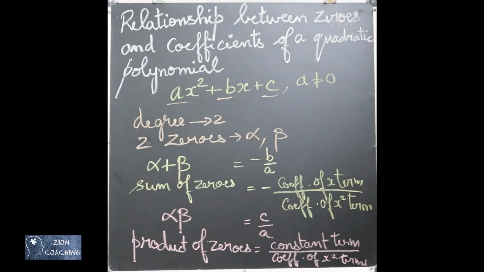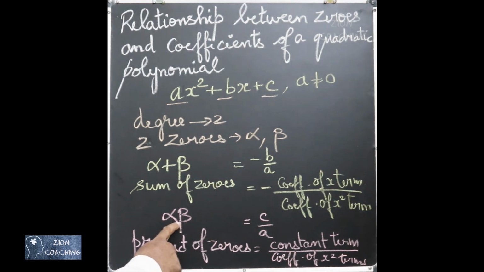The first relationship is alpha plus beta is equal to minus b by a. The second relationship is alpha into beta is equal to c by a. So we are going to verify both the relationships. All the quadratic polynomials will stand good for both these relationships. That is, any quadratic polynomial will satisfy these two relationships.